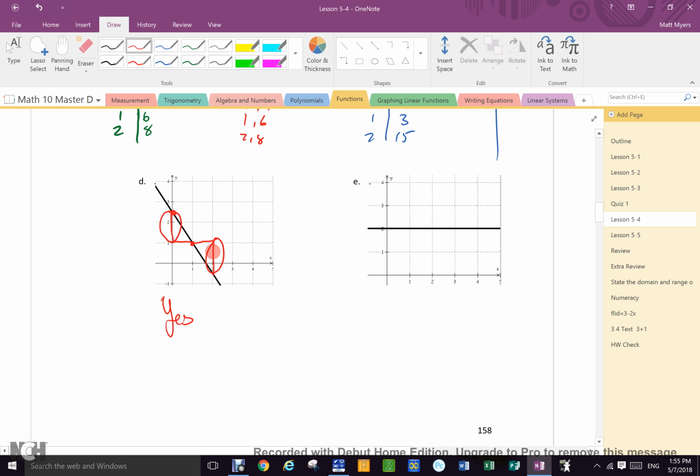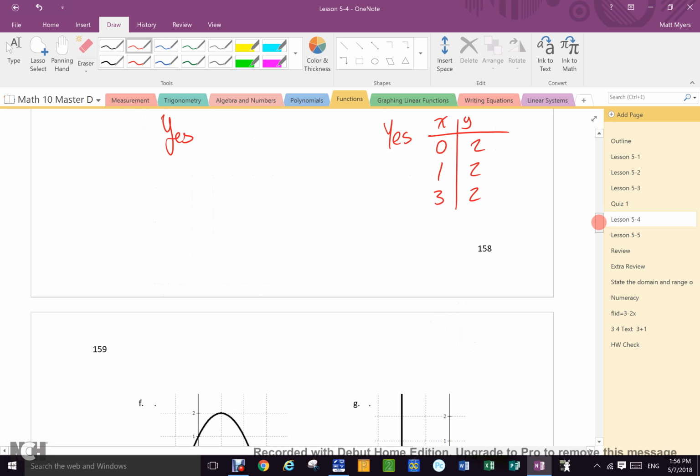What about E? No? If it's 5 by 0 plus 2. Of course it's linear. Make the graph. When x is 0, what's y? 2. When x is 1, what's y? 2. When x is 3, what's y? 2. Plus 1 plus 1 plus 0 plus 0. It's the same. So it's linear.